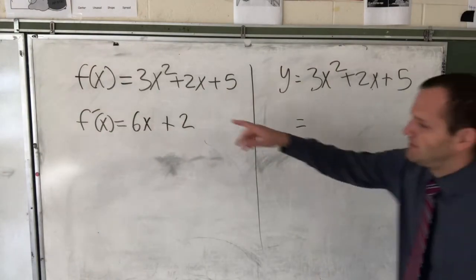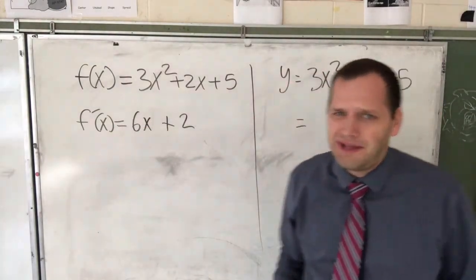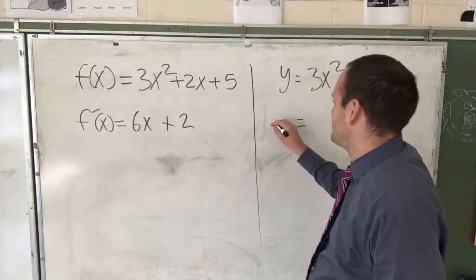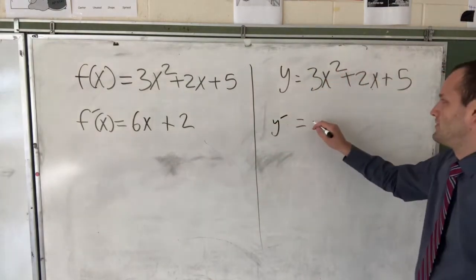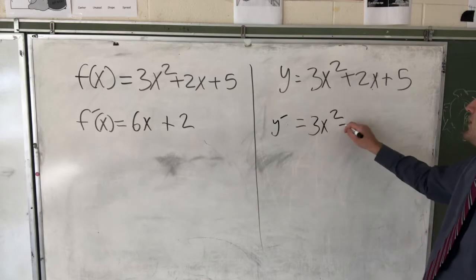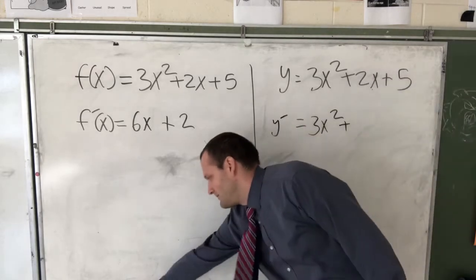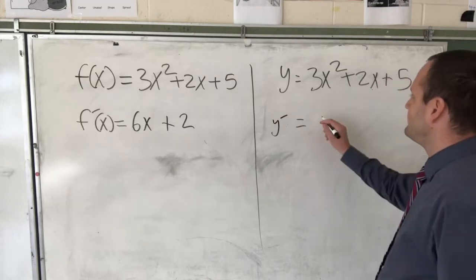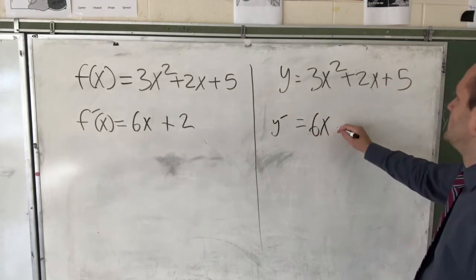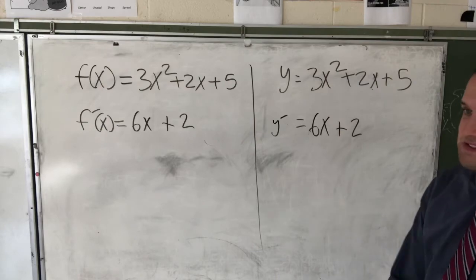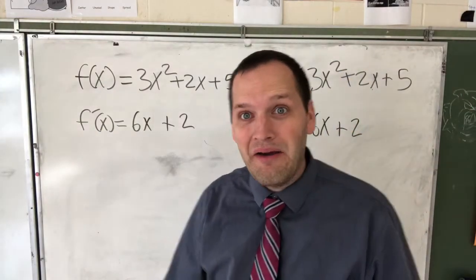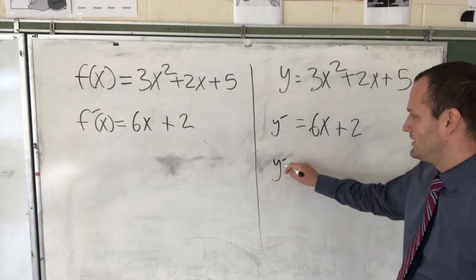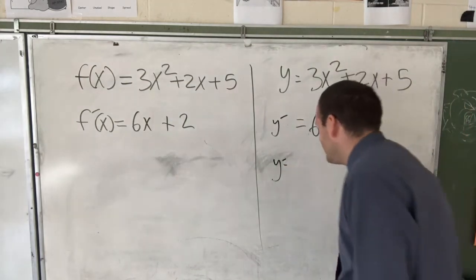Well, what if instead of f of x, we have y? Well, do we write y prime? You actually can. You can write y prime equals, sorry, not 3x squared, it'd be 6x plus 2. You get the same exact thing. Sometimes they also call it, if you take it again, y double prime. That's another way to write it.